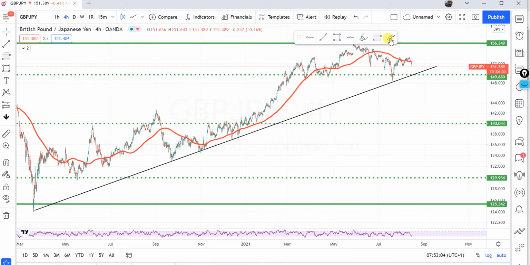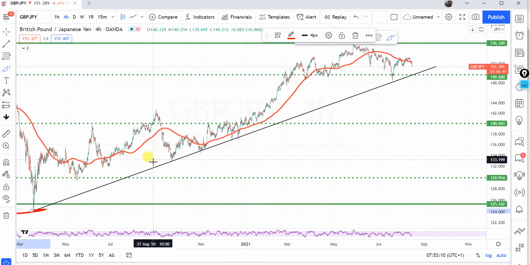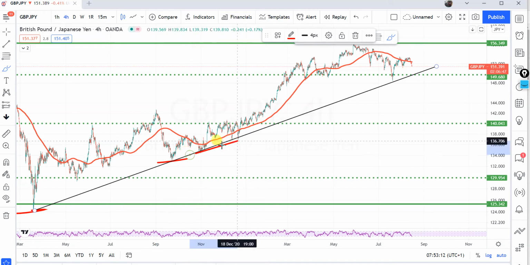Let me show you that. So the market got here, that's what I'm talking about. The market got here, it got here, it got here. So these are the significance levels I'm talking about. Now the market approached this level, and you can see what's exactly happening: it's actually going back up.